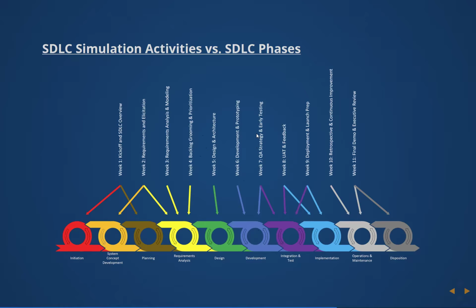Then we got QA strategy in week 7 in early testing. So we have to look at the design and figure out how we're going to test it. Then we did UAT and feedback in week 8, that's user acceptance testing. And that's obviously more testing, and then we start getting into deployment. Then we did deployment and launch prep in week 9.